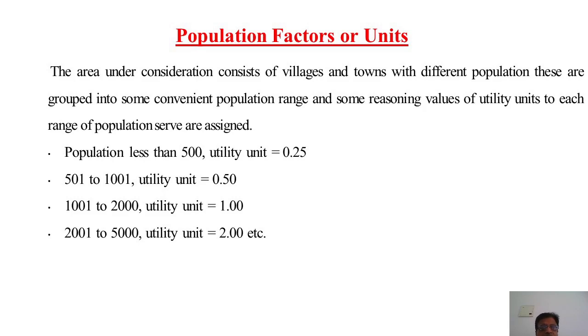1001 to 2000 population, utility unit is 1. 2001 to 5000, utility unit is 2. Like that you can assume depending on the population. If you are going for a city, usually the city will be having a population more than 10,000, lakh, etc. So you need to assume the suitable utility units.